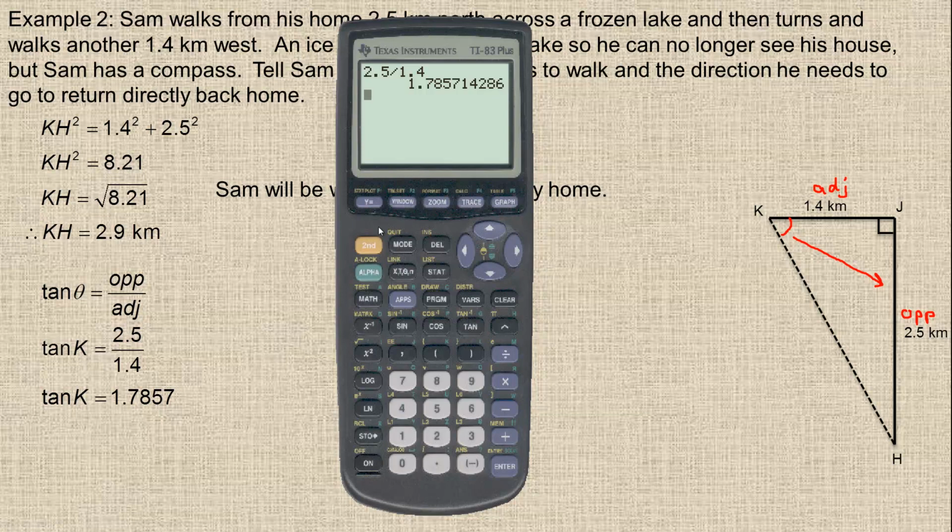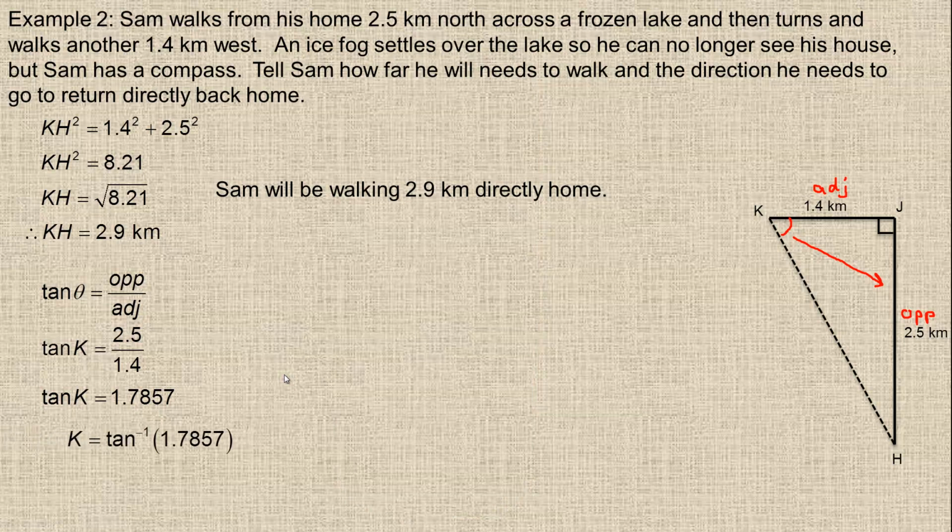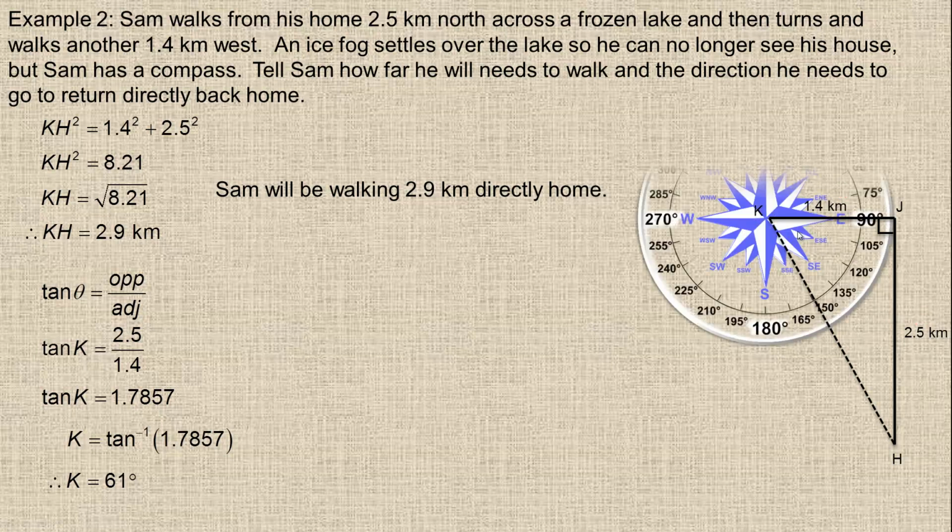So the way we find the angle now is we go second tan, and we want the inverse tan or arctan function of that 1.7857 number. So 60.75, which of course would round to about 61 degrees. So this angle right here, and let me get rid of my writings, this angle right here would be 61 degrees. So I'm going to put 61 in here.